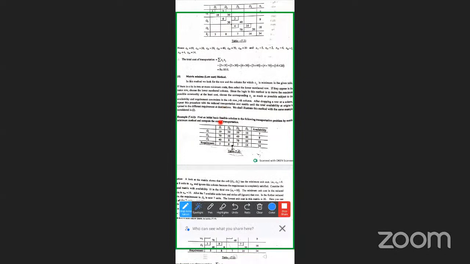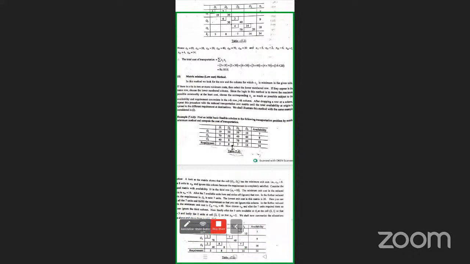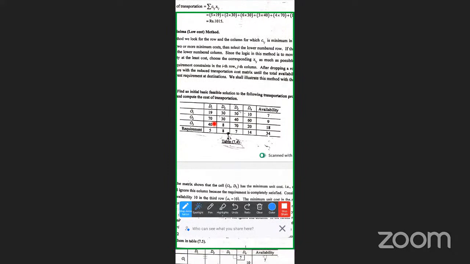Find the initial basic feasible solution to the following transportation problem by the matrix minimum method and compute the cost of the transportation. This is the given cost matrix.